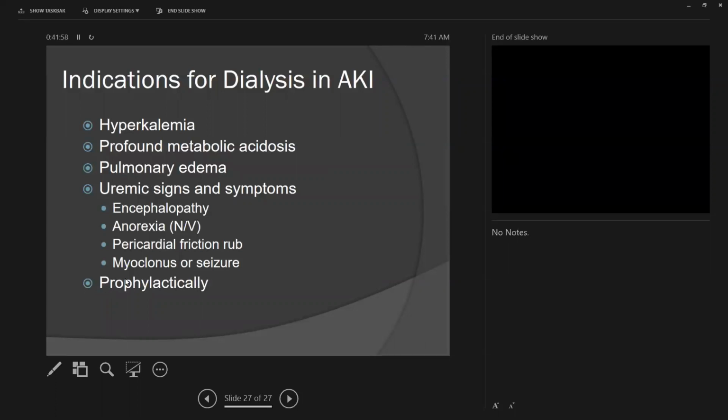And then the last reason, prophylactically, that's why I usually dialyze people, because we watch the BUN and creatinine go up. It's going up over the last 3 or 4 days. It doesn't look like it's going to turn around. Well, why wait till they get sick? Why wait till their potassium's 7.2 or they develop severe pulmonary edema? You just dialyze them ahead of time. And this is the usual reason we do acute dialysis.